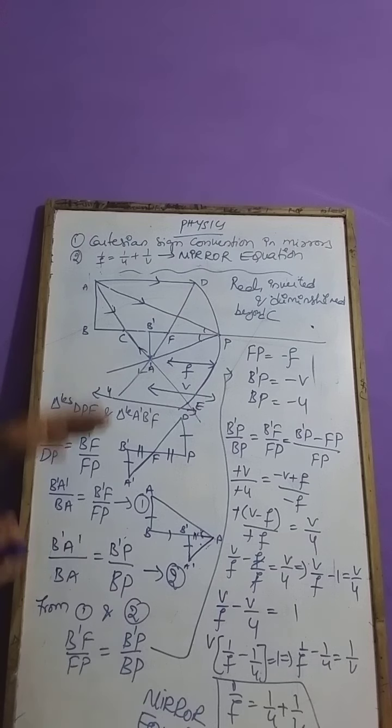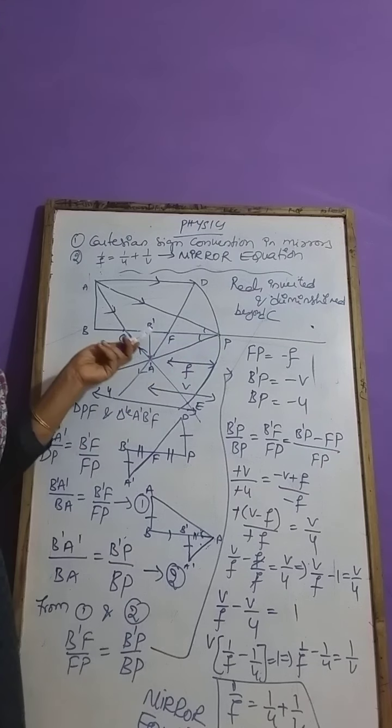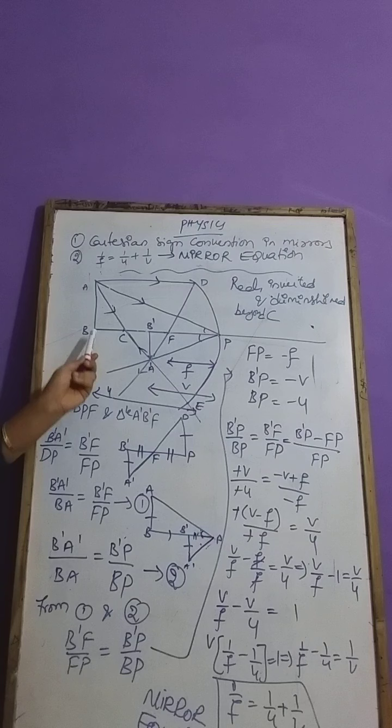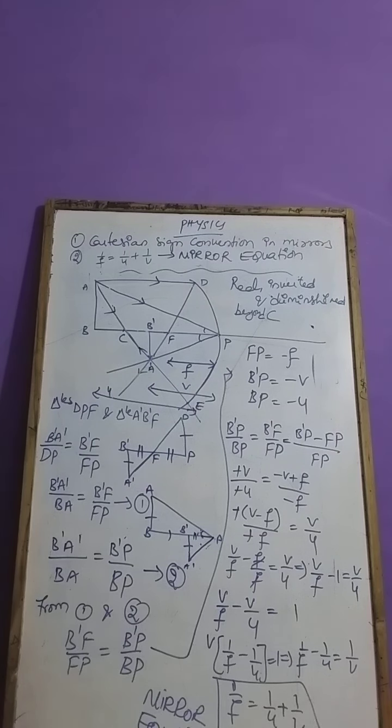Next, the distance between the pole and the focus of the mirror is called focal length. The distance between the pole and the object is called object distance. The distance between pole and image is image distance. Now here AB is our object and B dash A dash is our image.